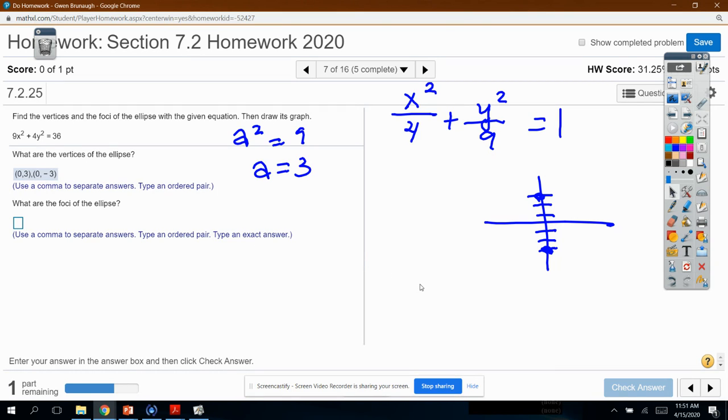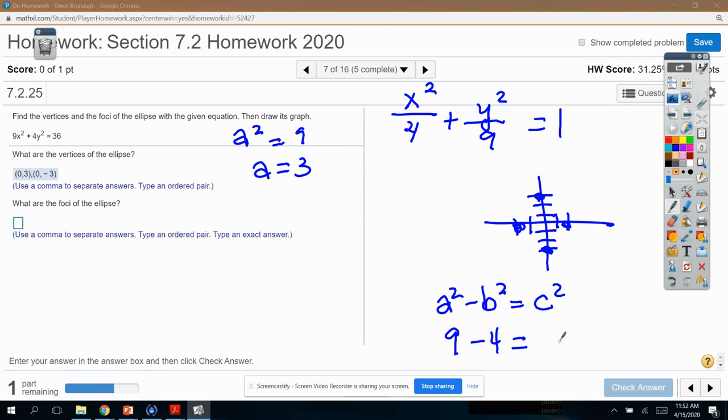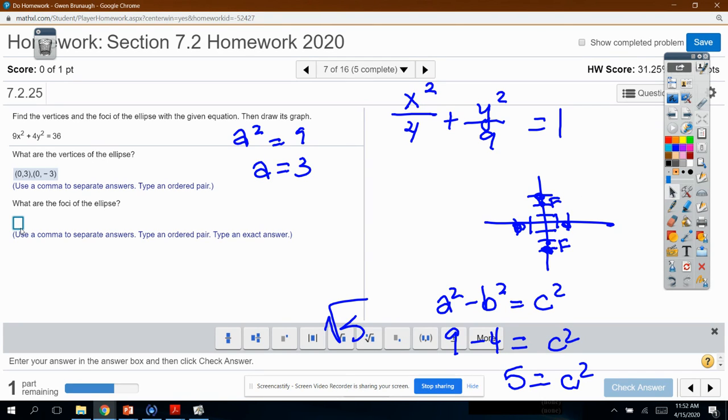Now, where are the foci? Well, the foci come from C. Now, they didn't ask me for the co-vertices, but if I wanted to finish that up, they're going to be left and right too, because the B squared tells me where those co-vertices are. But C tells me the foci, and it's A squared minus B squared equals C squared. 9 minus 4 is C squared. 5 is C squared. So C is the square root of 5. It's always in the direction of the long axis. So I'm going to go up and down the square root of 5. I'm going to go over 0 still, but I'm going to go up the square root of 5.